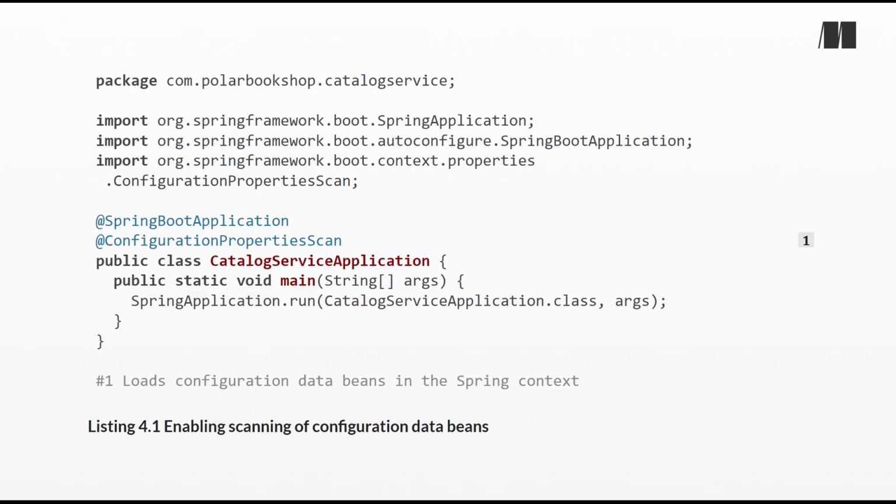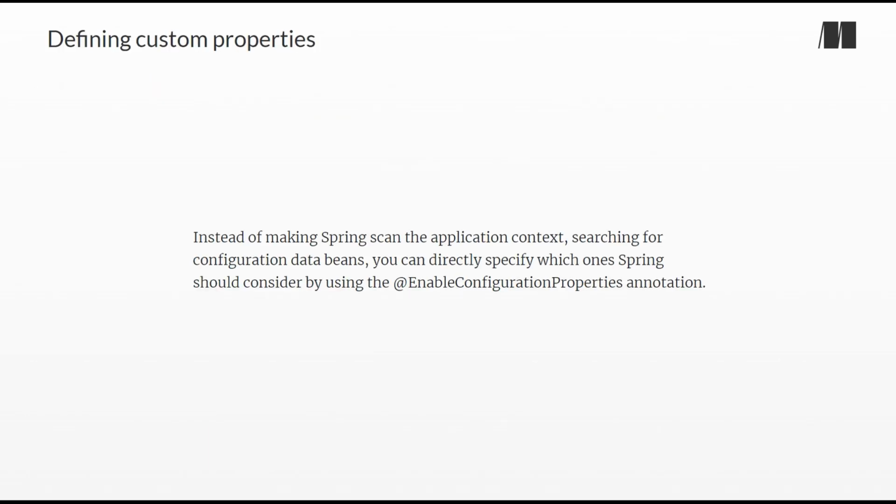The first thing to do is tell Spring Boot to scan the application context for configuration data beans. We can do so by adding the @ConfigurationPropertiesScan annotation to the CatalogServiceApplication class in your catalog-service project, catalog-service. Listing 4.1. Enabling scanning of configuration data beans. Note: instead of making Spring scan the application context, searching for configuration data beans, you can directly specify which ones Spring should consider by using the @EnableConfigurationProperties annotation.